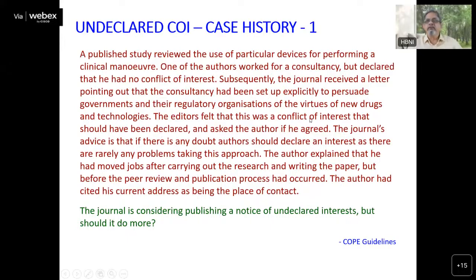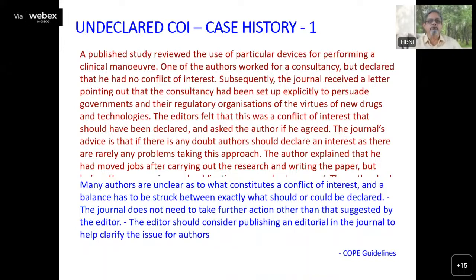And then, of course, they asked the author whether he agreed with this. The journal's advice is that if there's any doubt, authors should declare an interest, as there are rarely any problems taking this approach. Then the author explained that he had moved jobs after carrying out the research and writing the paper, but before the peer review and publication process had occurred. So he cited his current address as being the place of contact. So the journal was probably considering publishing an emphasis of undeclared interest, but is there anything else it should do?